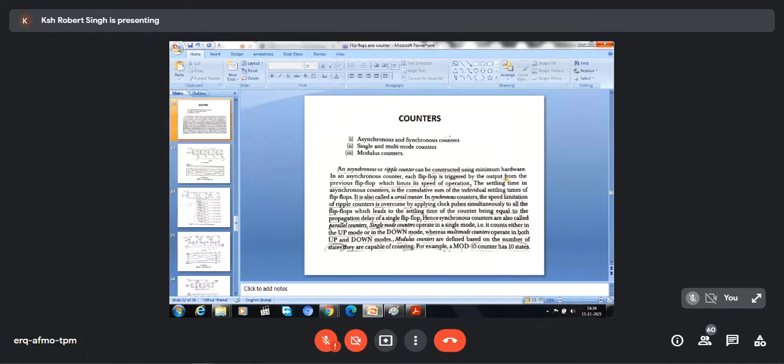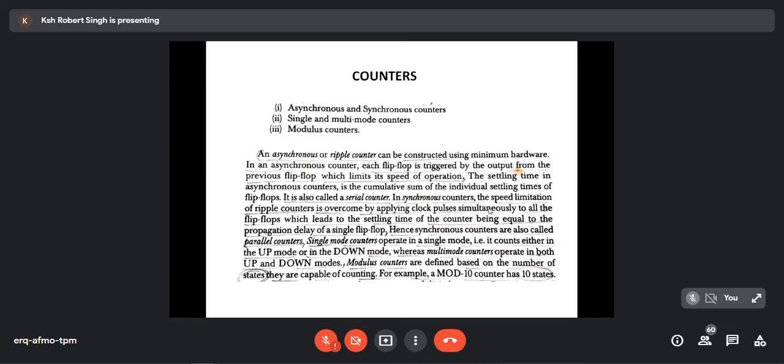Now, let us go to counters. A counter is just a digital circuit which is used to count numbers. As the name suggests, it is used for counting. Counters also come under sequential circuits, because they are constructed using flip-flops. They are not combinational circuits.